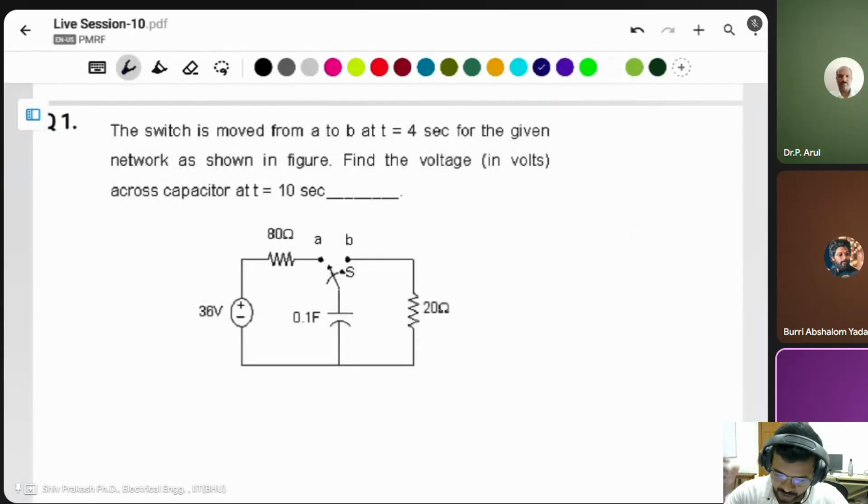Some transient questions. As the switch is moved from A to B at t equal to 4 seconds for the given network as shown in the figure, find the voltage across the capacitor at t equal to 10 seconds.